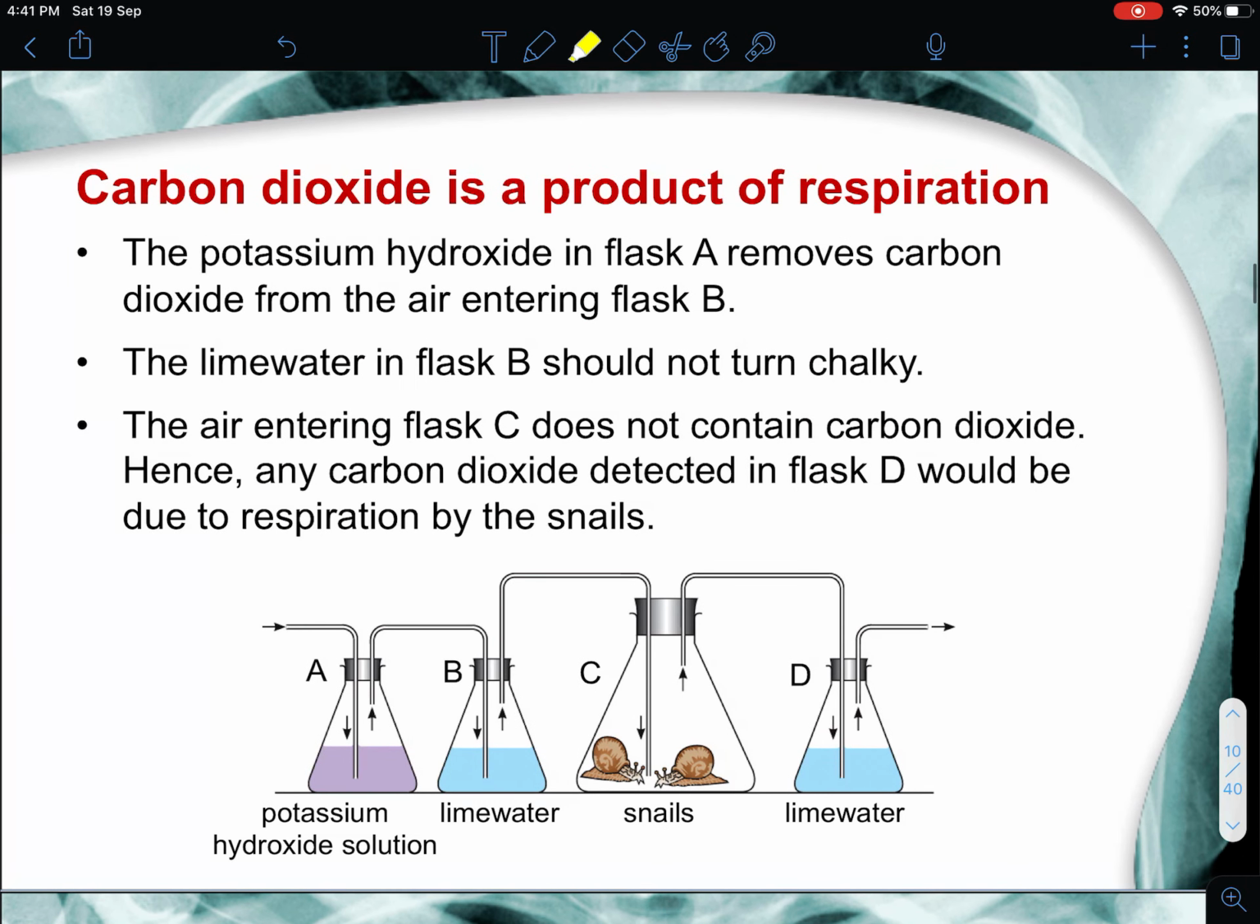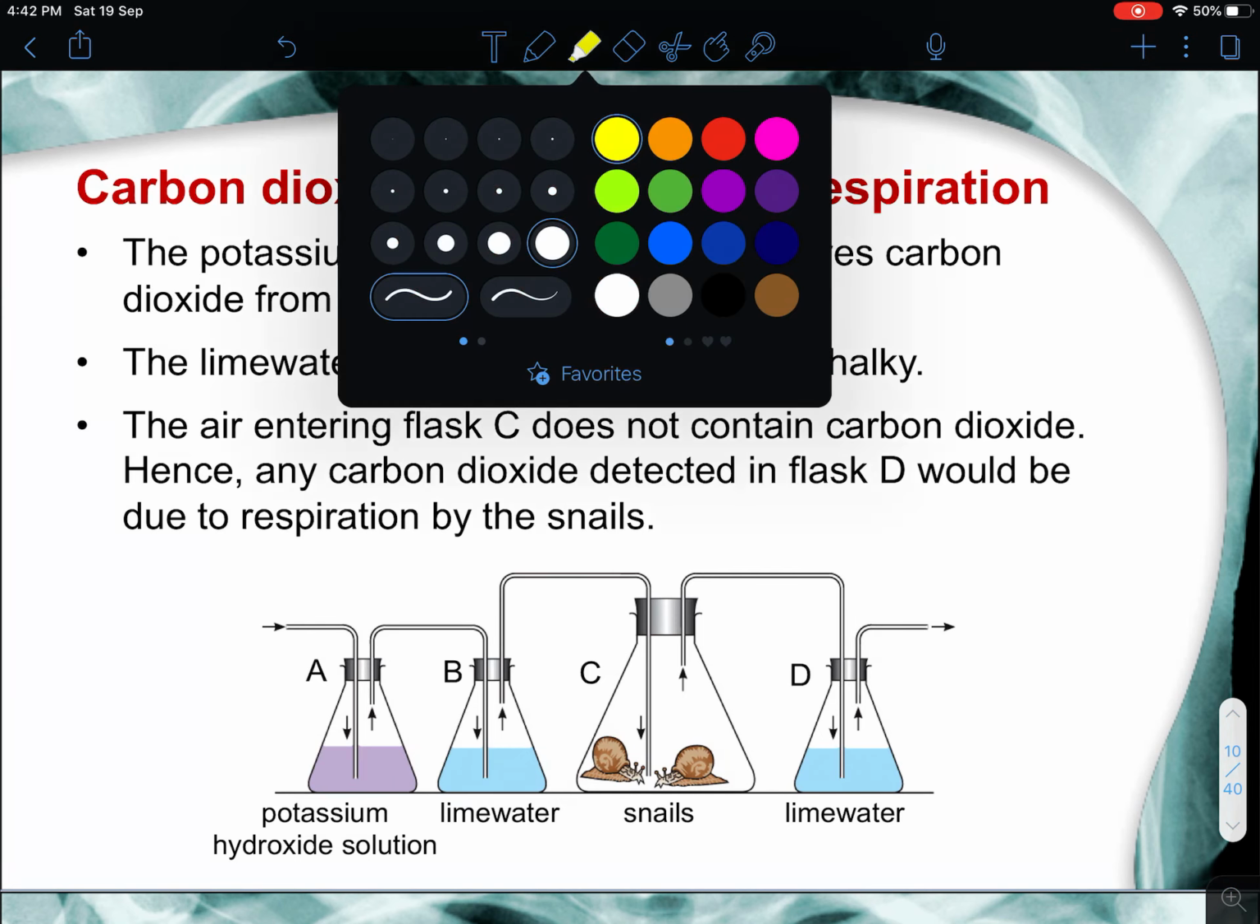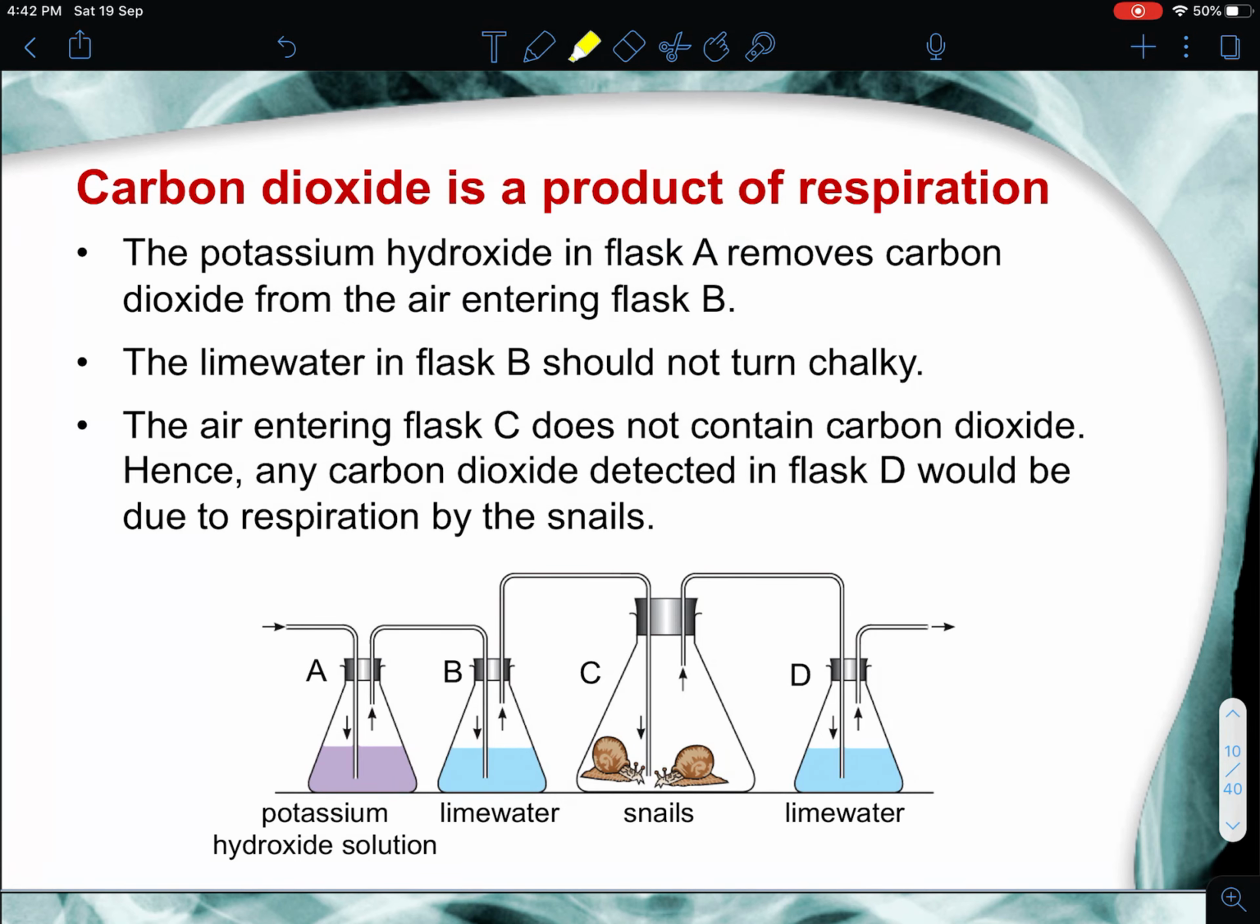Now, how do we investigate or understand respiration? We can do a few experiments. Number one, we can identify respiration through the production of carbon dioxide gas. If we have this typical setup, which can come out as an MCQ, you have your potassium hydroxide solution. Your potassium hydroxide solution is mainly there to remove carbon dioxide in the air. Your lime water is there to test for the presence of carbon dioxide gas.